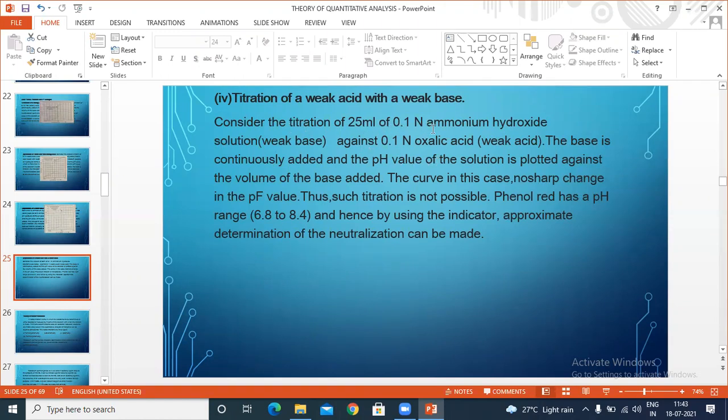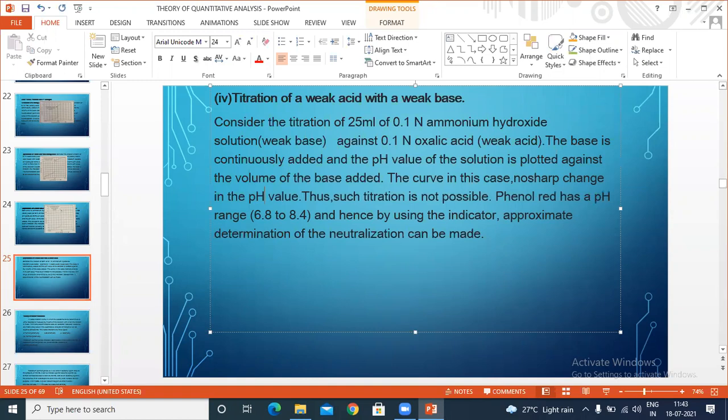Consider the titration of 25 ml of ammonium hydroxide solution, a weak base, against 0.1 M oxalic acid, a weak acid. The base is continuously added and the pH value of the solution is plotted against the volume of the base added. The curve in this case shows no sharp change in the pH value. Thus, such a titration is not possible. Phenol red has a pH range of 6.8 to 8.4, and hence by using that indicator, an approximate determination of neutralization can be made.